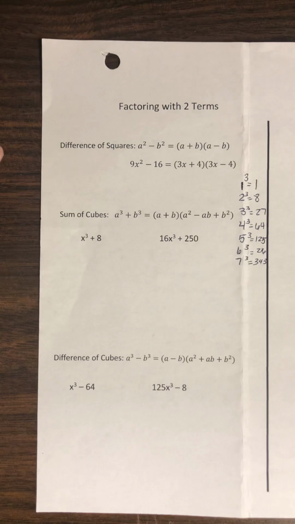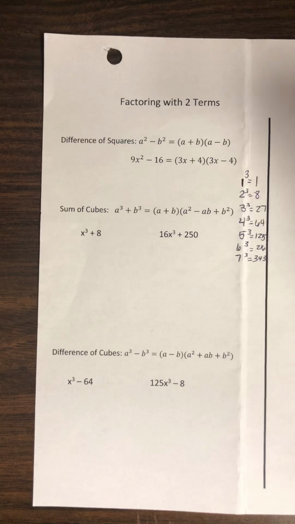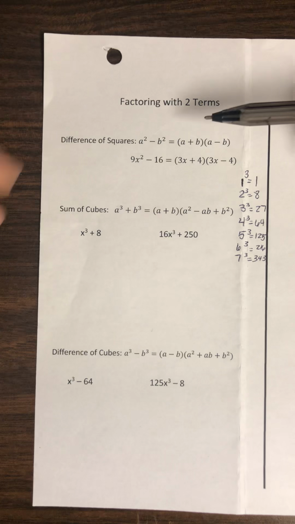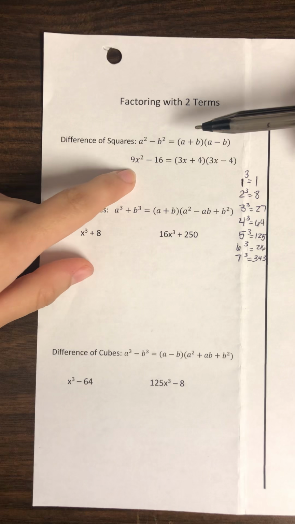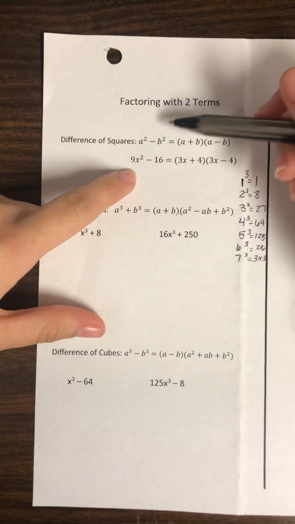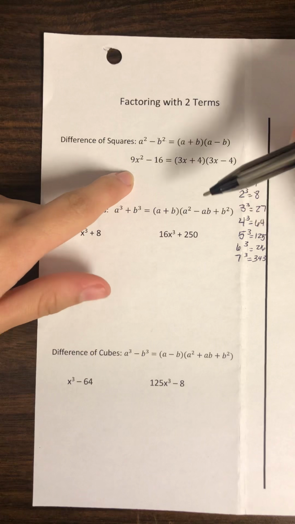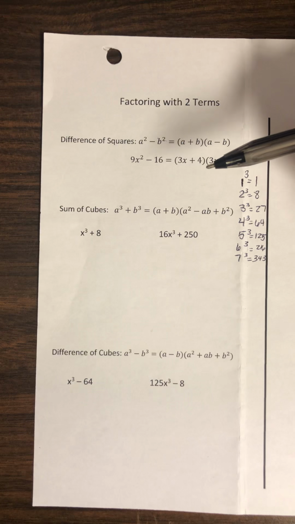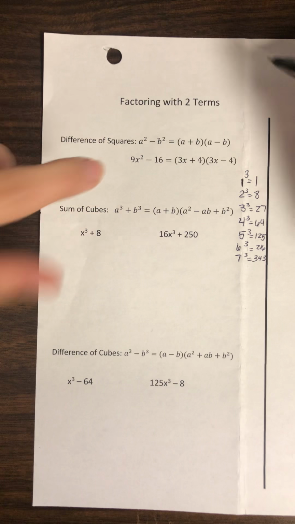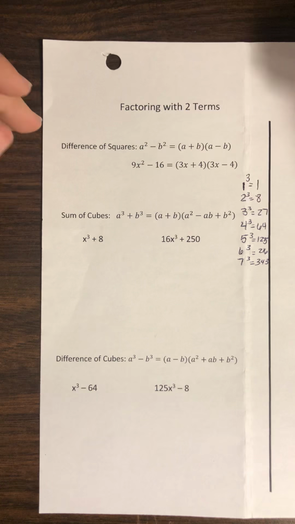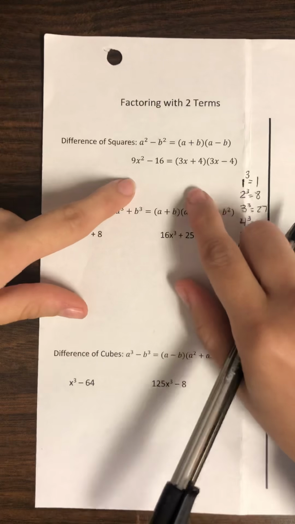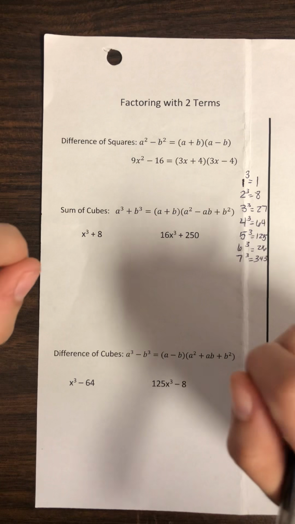Okay, let's get started. So back in a couple units ago, what we talked about was difference of squares. You know you are doing a difference of squares when you have a subtraction and both of your numbers are able to be squared. So that means like 2 times 2 is 4. So here's an example of what we did prior.